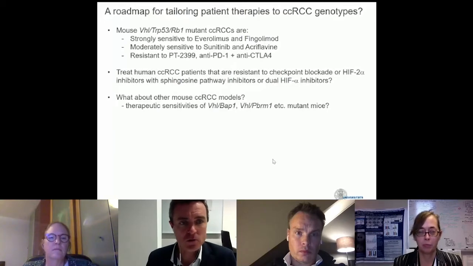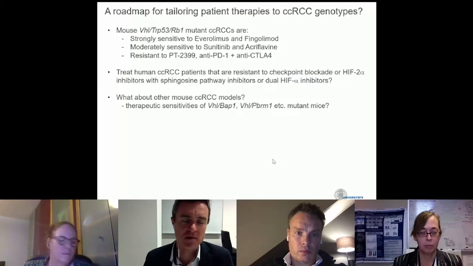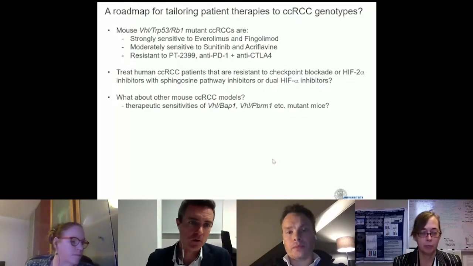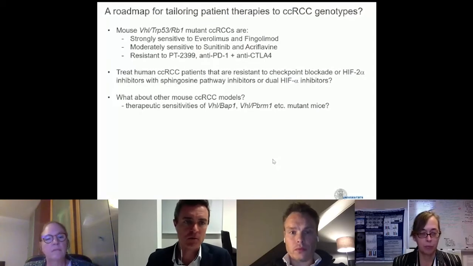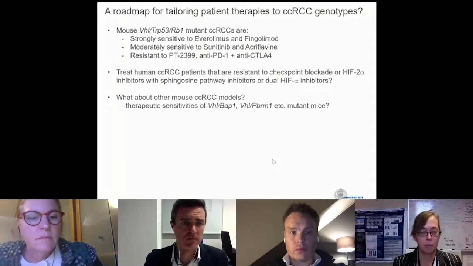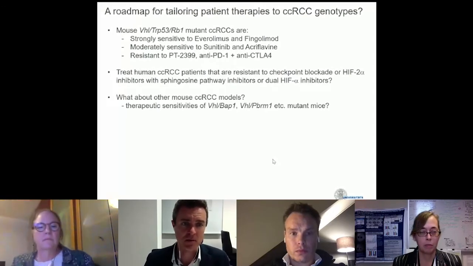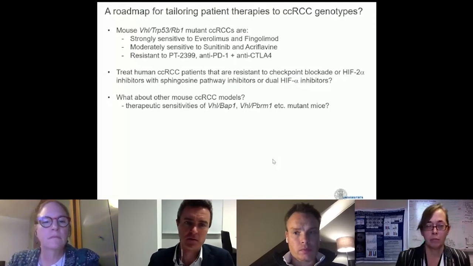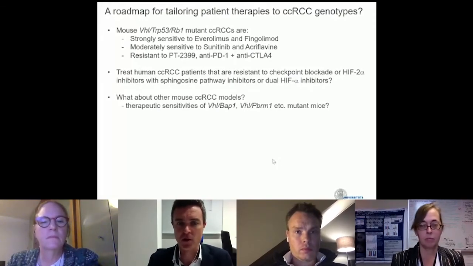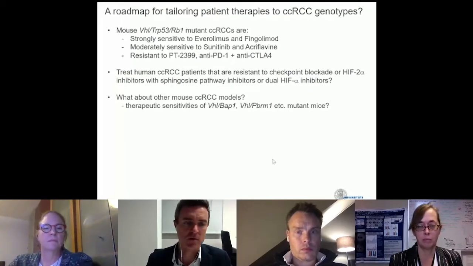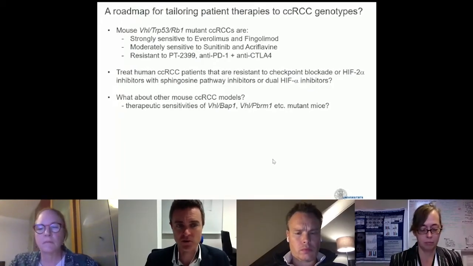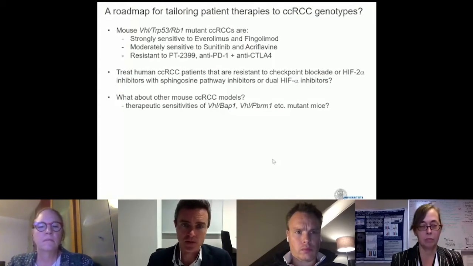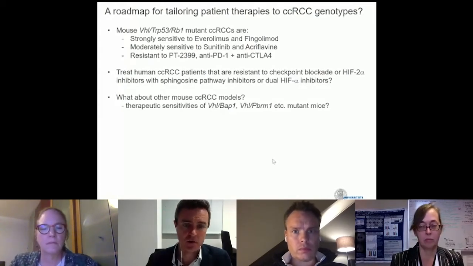At least in this model, we were able to show, as in previous studies, that this mutant background is strongly sensitive to everolimus and to fingolimod, more moderately sensitive to sunitinib and acriflavine, and completely resistant to HIF2 inhibition. And what I haven't shown you is it's also resistant to checkpoint therapy, as well as various combinations. So at face value, we might suggest from this that patients who are failing checkpoint therapy and potentially in future failing HIF2 inhibitor therapy might potentially be treated with sphingosine pathway inhibitors or even dual HIF inhibitors. And we're about to start testing fingolimod in advanced CCICC patients in a small cohort.